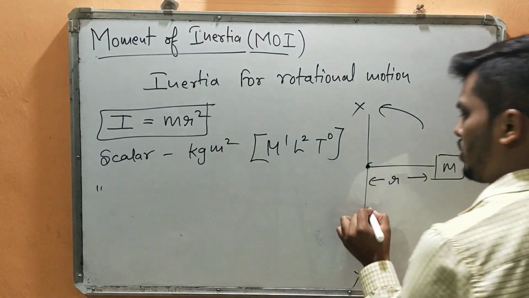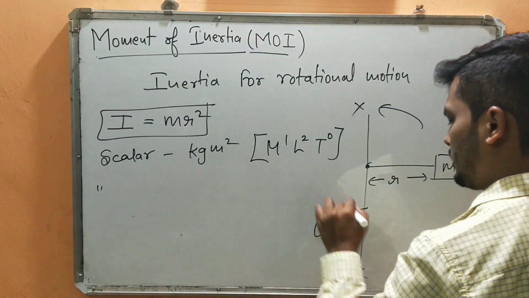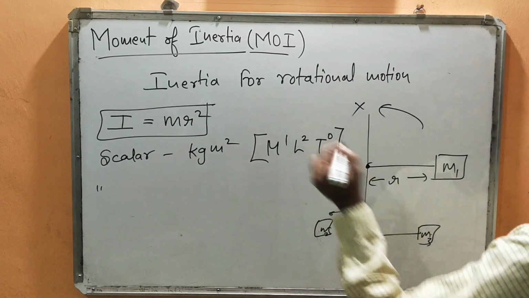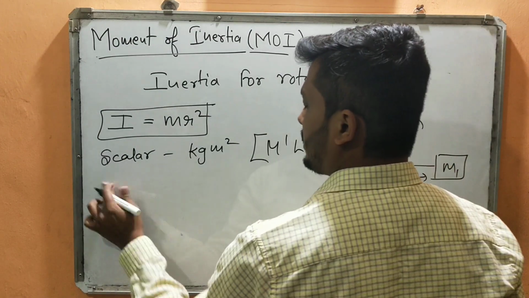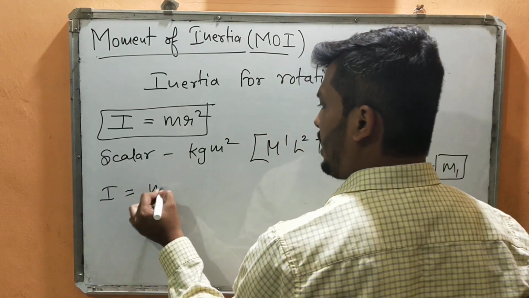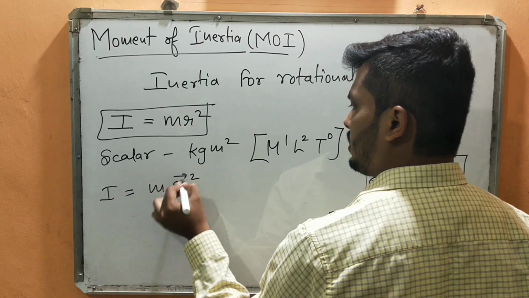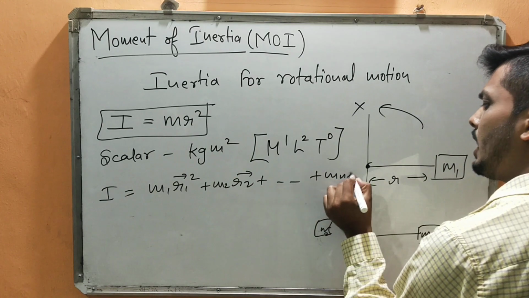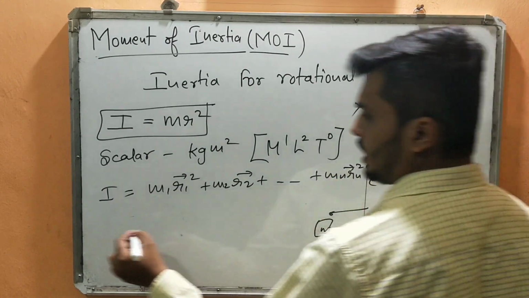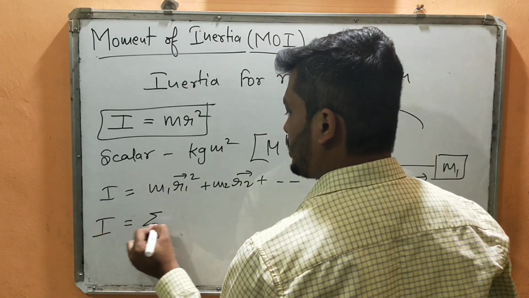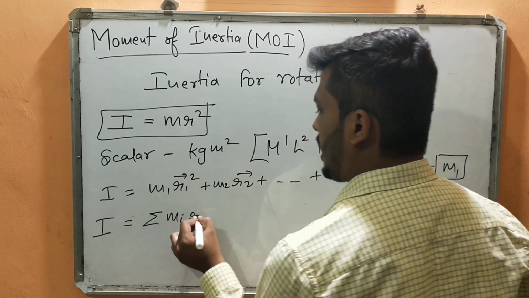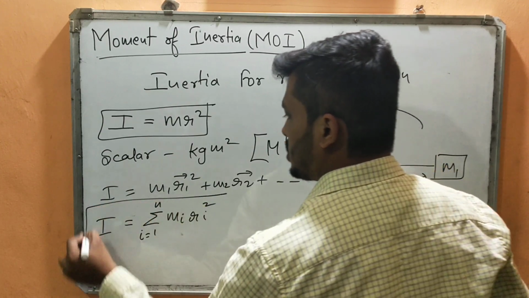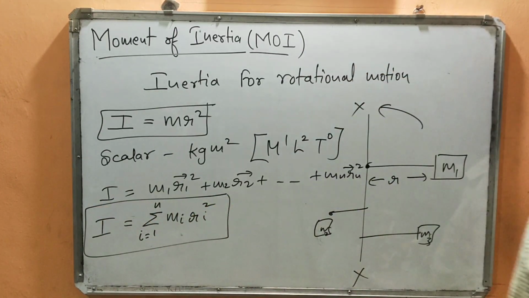Suppose there are n number of bodies. If there is one more body here which is rotating, and one more body here, with masses m1, m2, m3, then moment of inertia can be written as I equals m1 r1 square plus m2 r2 square plus so on up to mn rn square. In generalized form you can write I is equal to summation of mi ri whole square, where i can be 1, 2, 3, 4, 5, anything.